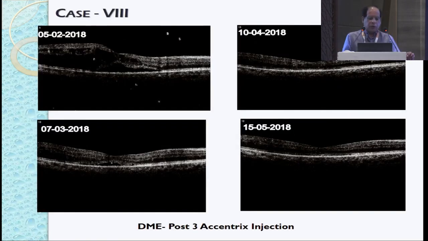Another patient having poor vision with good cystic spaces has received 3 injections, the condition has improved and the patient is maintaining good vision.